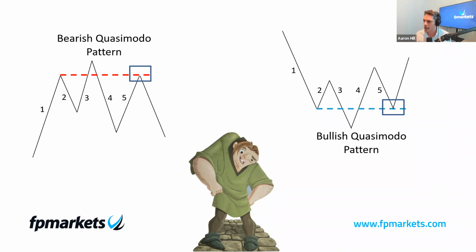As you can see, we have a bearish Quasimodo pattern and a bullish Quasimodo pattern. Now, the QM pattern is a reversal signal. It's a reversal structure. This is a pattern that forecasts points on the chart where price could effectively reverse direction.